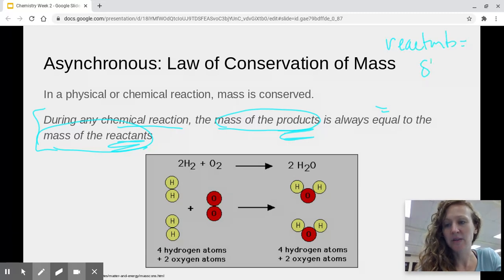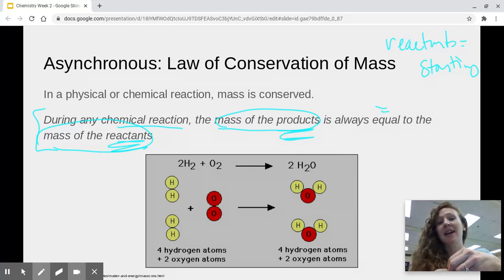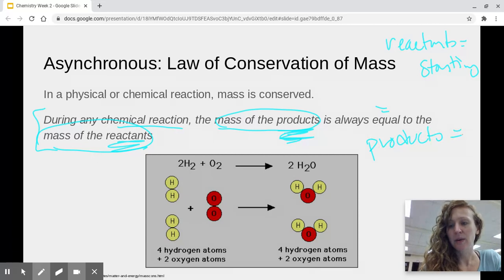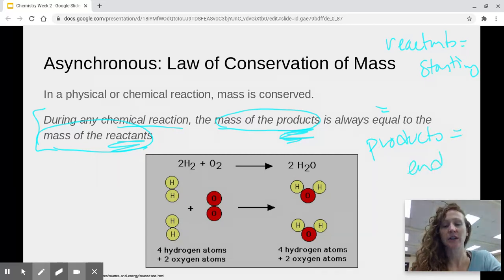They're your starting material. They're there in the beginning of the experiment, and then they get pulled apart and mixed around and used up. And in the end of the experiment, we don't have the reactants anymore. We have something different called products. Products are present in the end. They are the material or the substance that we end with.